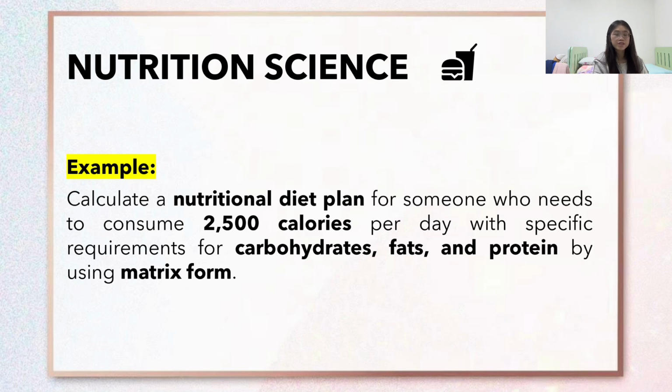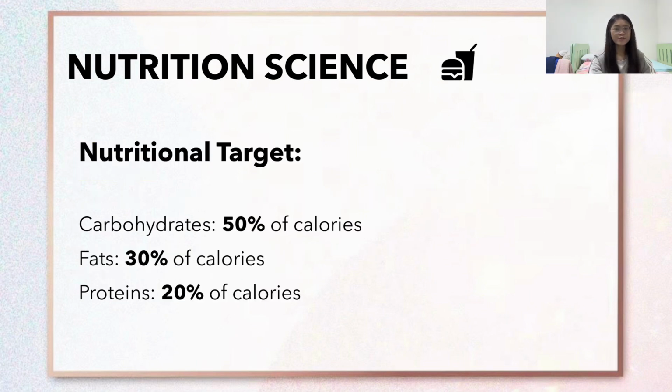Calculate a nutritional diet plan for someone who needs to consume 2,500 calories per day with specific requirements for carbohydrates, fats, and proteins by using matrix form. And this is the nutritional target for the person. He needs carbohydrates for 50% of calories, fats for 30% of calories, and proteins for 20% of calories.